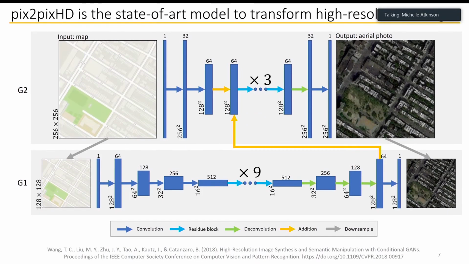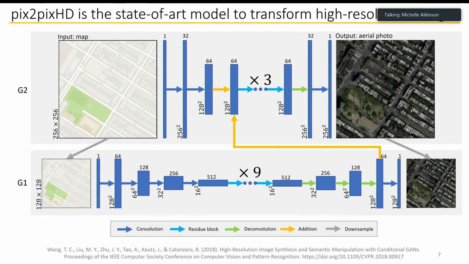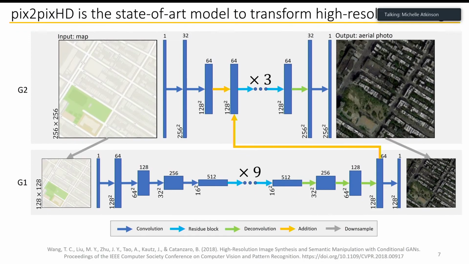We start from the state-of-the-art model, Pix2PixHD, and learn how it works. First, it trains a smaller residual network, G1, which takes in low-resolution images. After we have trained G1, the feature map is fed into the high-resolution model, G2. By training them together, the model is able to learn the coarse-grained information from G1 and the detailed information from G2.